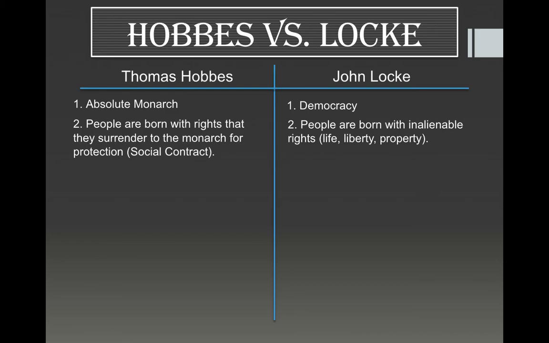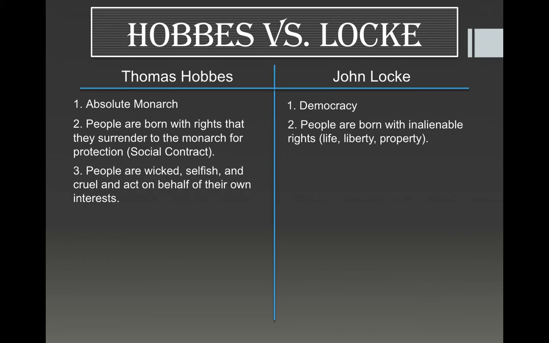Okay, so human nature. Thomas Hobbes and John Locke are vastly different on human nature. Thomas Hobbes would say that people are wicked, selfish, and cruel, and act on behalf of their own self-interest. So he argued that life was terrible, brutish, and short in a state of nature, where, remember, the state of nature is where there are no institutions, no church, no government, no nothing, just people being people.